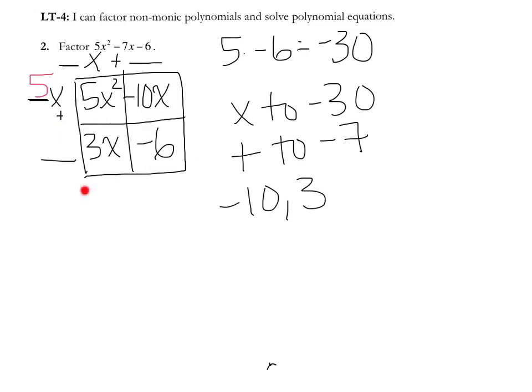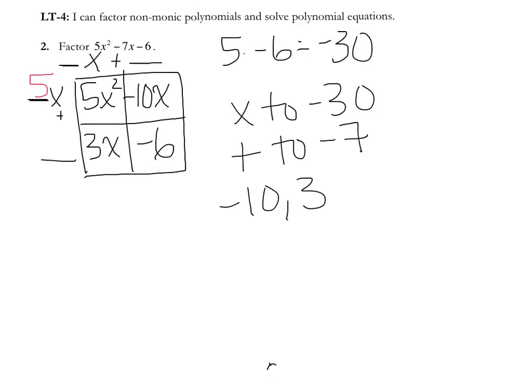Now let's do the same thing with the bottom row. This box came from multiplying this term times this term. This box came from multiplying this term times this term. So whatever goes here has to be a factor of each of these two pieces. And if we look at that, they don't both have an x, so we're not going to be able to pull out an x as we expected.